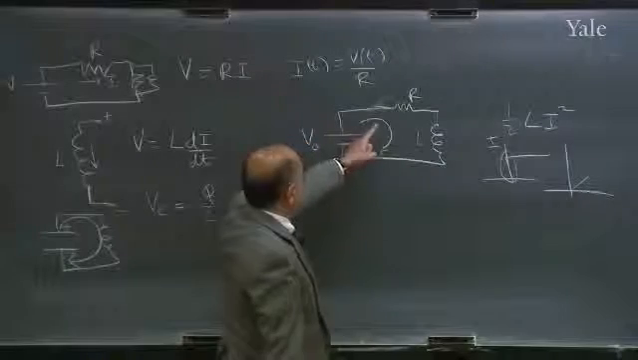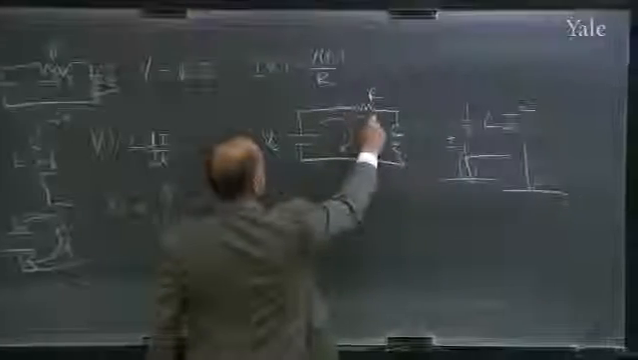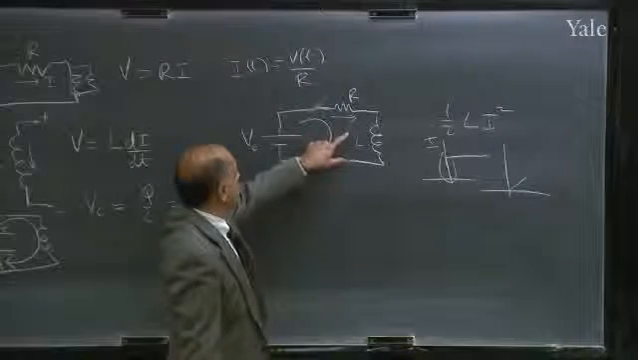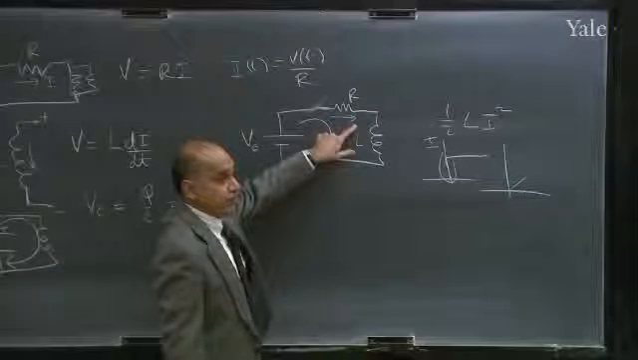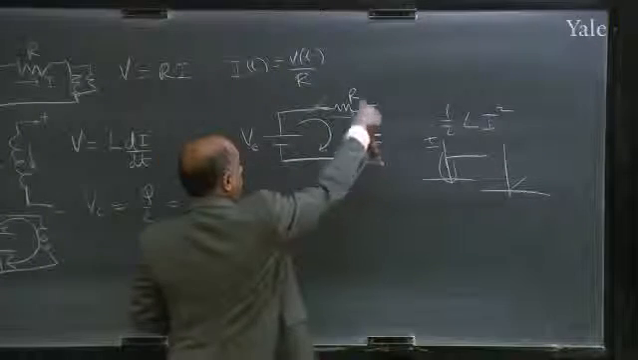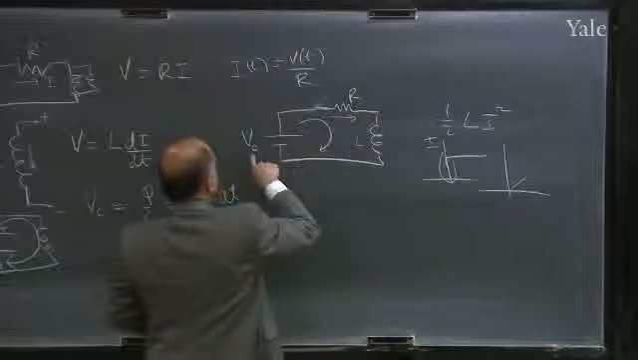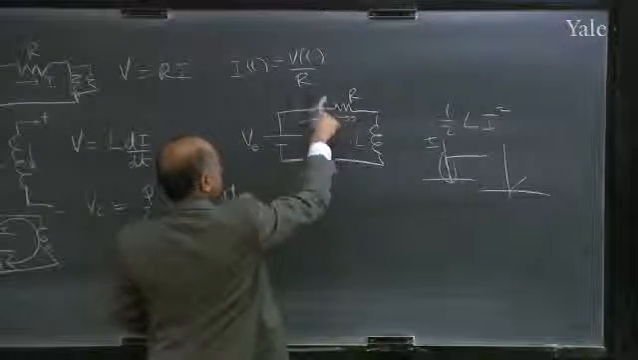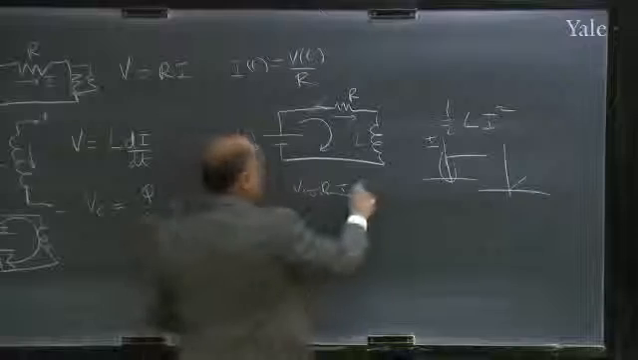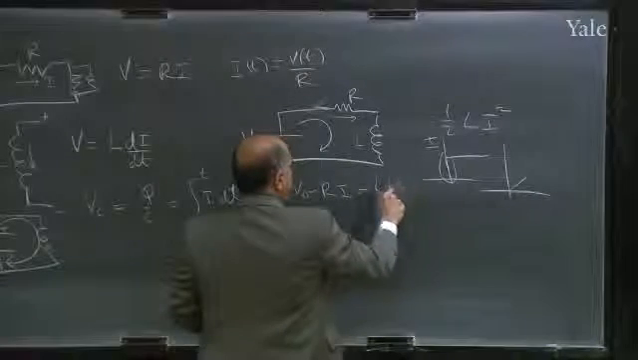The minute the current starts climbing up, it starts flowing through this resistor. There is the resistance times current voltage drop across this. Therefore, the amount of voltage available to drive current through this one, or to increase the current through this one, is reduced from V naught to V naught minus Ri. That's equal to L di/dt.